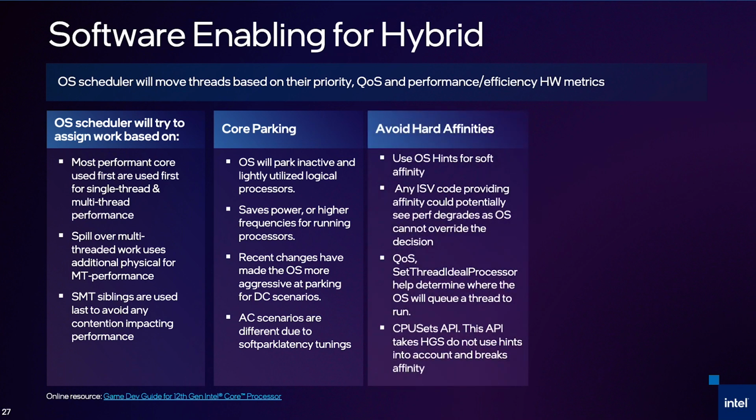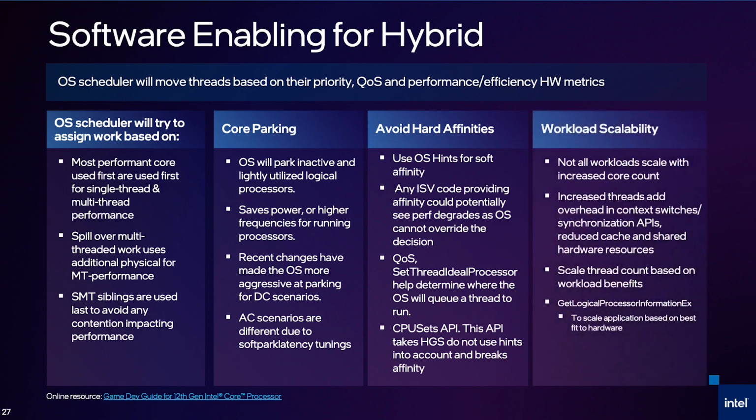Do avoid things like hard affinities. I'll cover this more in the case studies, but as already mentioned, hard affinities limit the OS's ability to schedule on the available hardware, especially where core parking comes into play. Instead of using hard affinities, try to use the OS APIs such as setting quality of service, the set ideal processor, and if really necessary, things like CPU sets, which at least take into consideration the thread director guidance.